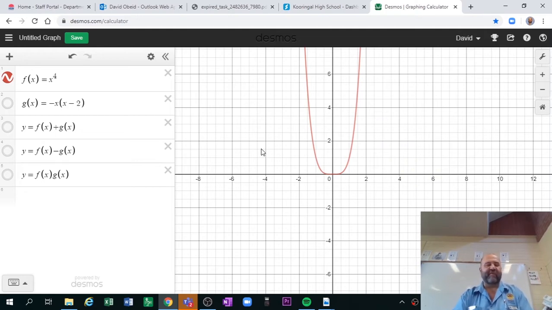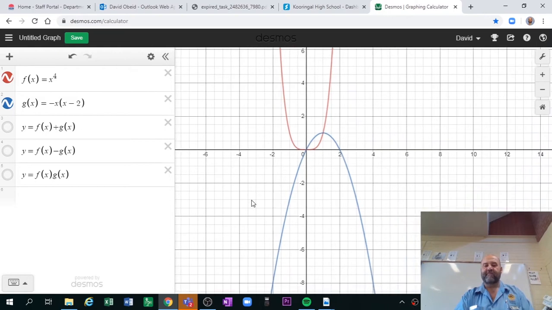Now, ordinates is just a fancy term for the y values. So the y value here, for example, is 2, the y value here is 4, the y value here is 6, for varying values of x. We want to be able to add the ordinates of that graph to the ordinates of g of x. Now, g of x is this blue curve here.